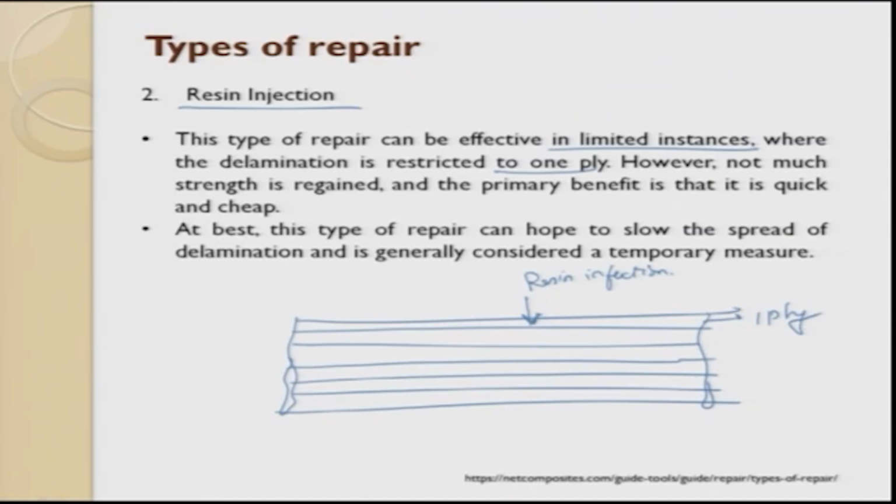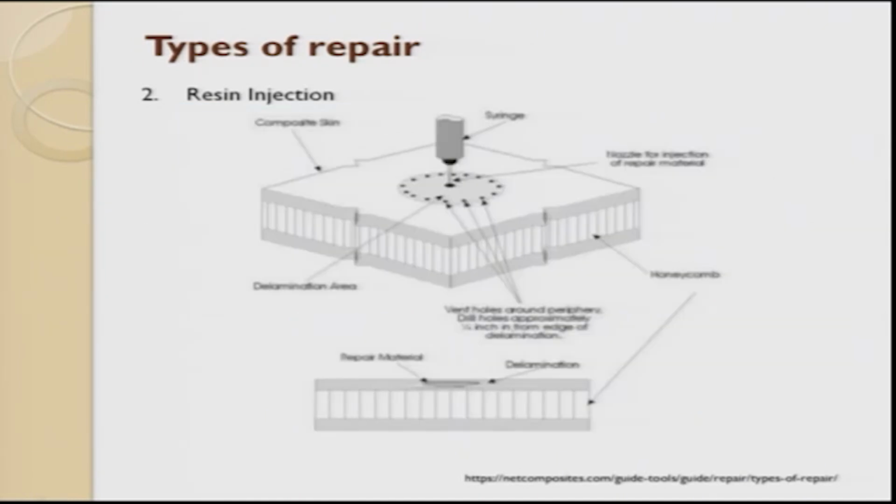It is again primarily filling up a gap which is there and it is very quick and it is very cheap. At best, this type of repair can hope to slow the spreading of the crack. So, this can be used for low impact where there are intra and interlaminar cracks. This resin can be injected and then start doing it. So, this is how it is. A syringe is made. Okay.